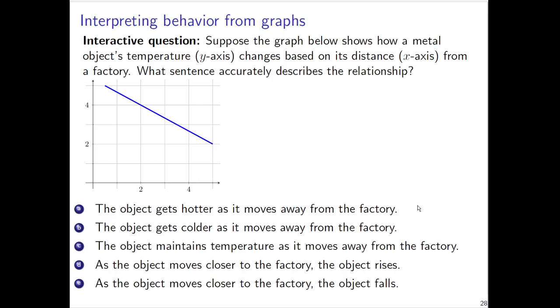So, interactive question. Suppose that the graph below shows how a metal object's temperature, let's say temperature is on the y-axis, changes based on its distance, that's the x-axis, from a factory. Then which sentence down below would accurately describe the relationship between the temperature of the object and the distance of the object? Is it A, the object gets hotter as it moves away from the factory, or B, the object gets colder as it moves away from the factory, or C, the object maintains its temperature as it moves away from the factory, or D, as the object moves closer to the factory, the object rises, or E, as the object moves closer to the factory, the object falls.